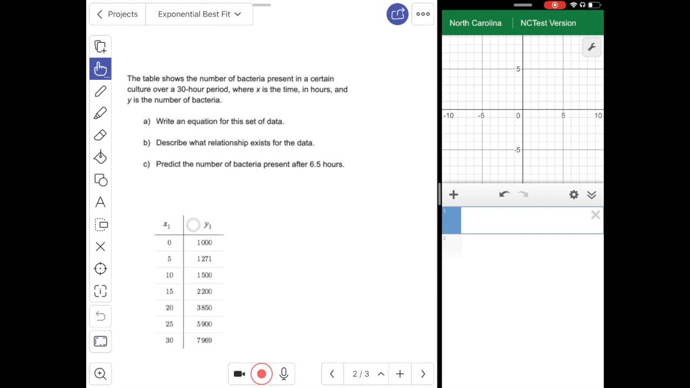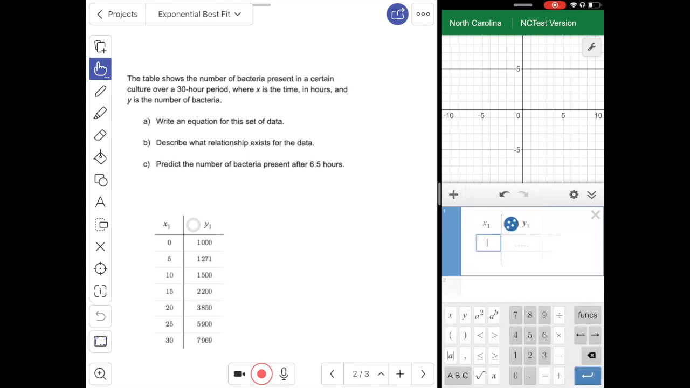For our first problem, it says the table shows the number of bacteria present in a certain culture over a 30-hour period, where X is time in hours and Y is the number of bacteria. So it says write an equation for this set of data. So when I look at this, I'm going to follow that process again that we talked about, the steps with Desmos. So I'm going to hit the plus sign, and I'm going to add the table.